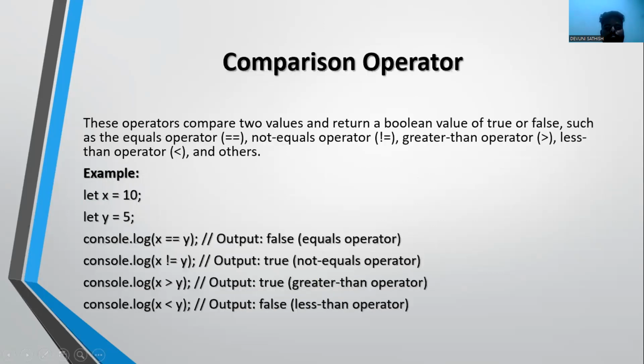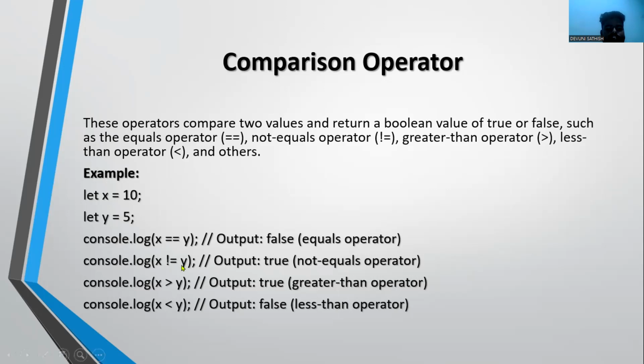So coming to the comparison operators, these operators compare two values and return a Boolean value of true or false, such as the equal operator, not equal operator, greater than operator, less than operator, and others. Like I'm assigning two values, taking a variable x equals 10 and y equals 5. Here x equals y, because 10 and 5 are not equal, it gives us false.